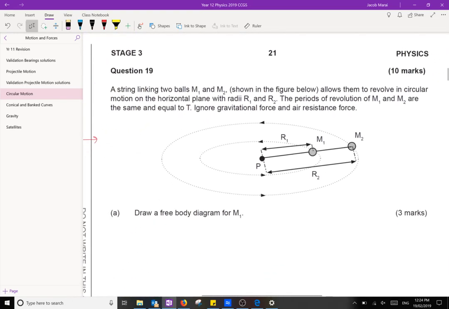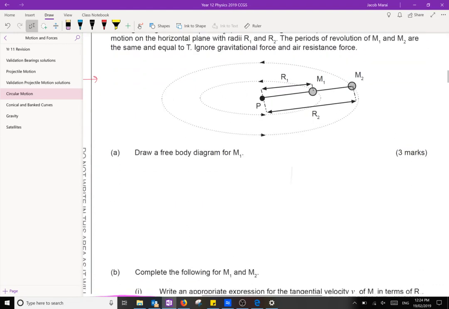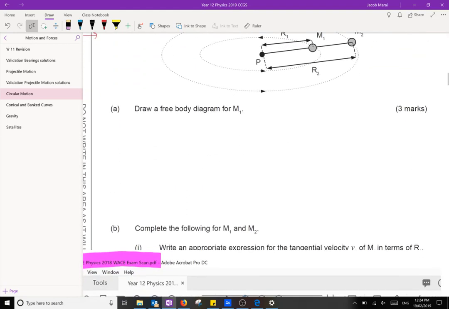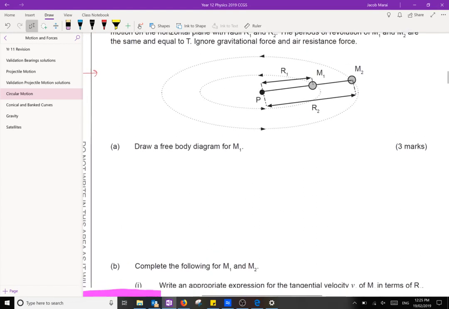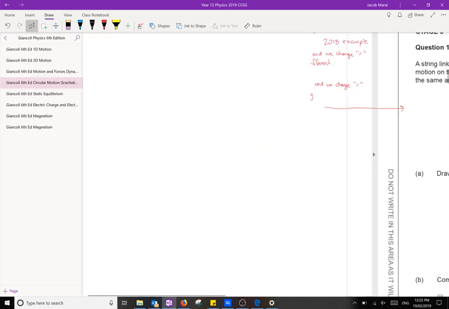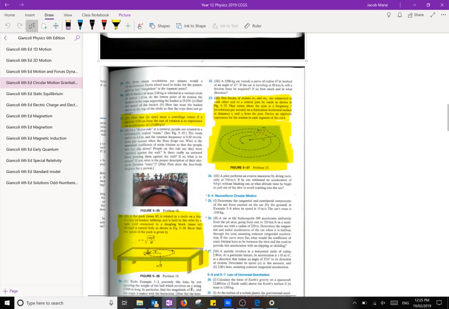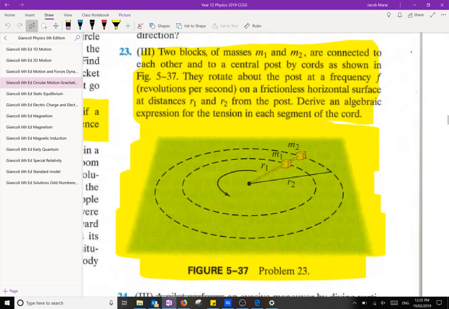Two balls on a string, M1, M2, at radii R1, R2, write appropriate expressions for velocity and tension in terms of those variables. This was the 2014 WACE exam. Now, I want you to look at Jacaranda physics on the screen, circular motion, question 23, a level 3 doozy. Have a look-see. Right. Now, deriving an expression for tension, that was part C of that 2014 WACE exam.